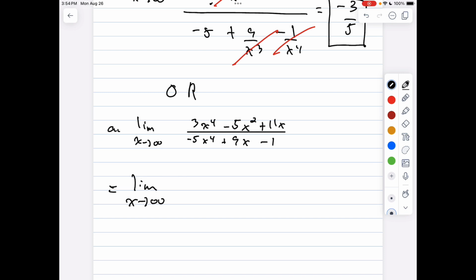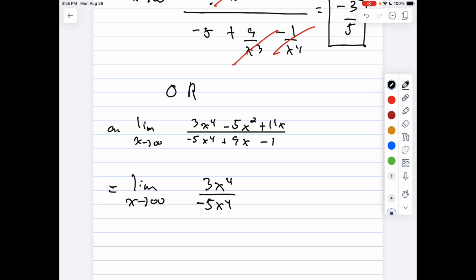I'm going to go ahead and take the leading term of the numerator and denominator. For the numerator, that'd be 3x to the 4th. For the denominator, it'd be minus 5x to the 4th. And the limit as x goes to infinity would rely on both of those only, okay? It does not rely on anything else.